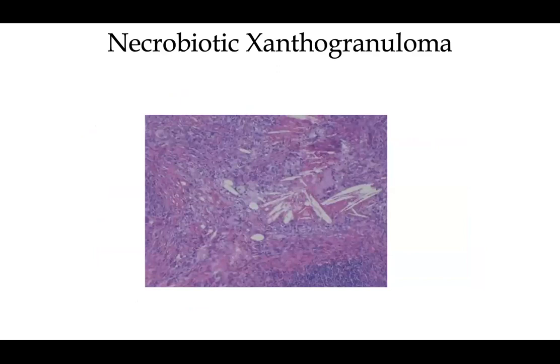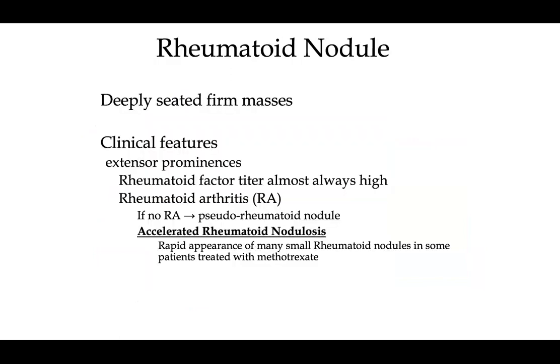Some cholesterol clefts within necrobiotic xanthogranuloma, just a great example of those. Moving on to rheumatoid nodule, these are usually deep-seated firm masses in patients with rheumatoid arthritis. Rheumatoid factor is usually high in these patients. Extensor prominences as far as the clinical location goes.